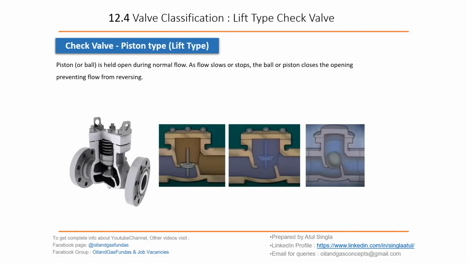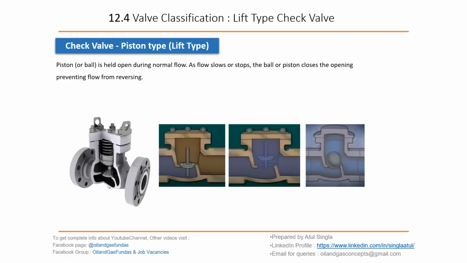If you see, we have different types of check valves. The first one is the piston type. This is a category of lift type check valves. One is the piston type, another one is the ball type. If you see, this one is the ball type. What is happening inside this valve? This piston or ball is held open during normal flow. If the flow is toward this direction, it will push the disc or ball upward and flow will move like this. So this is the open position.